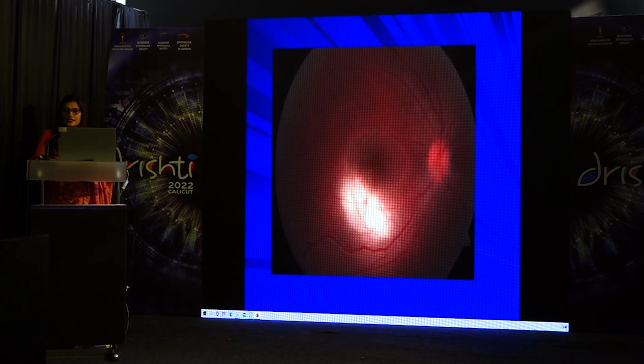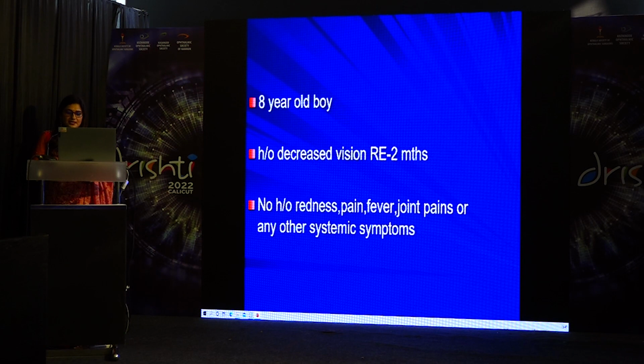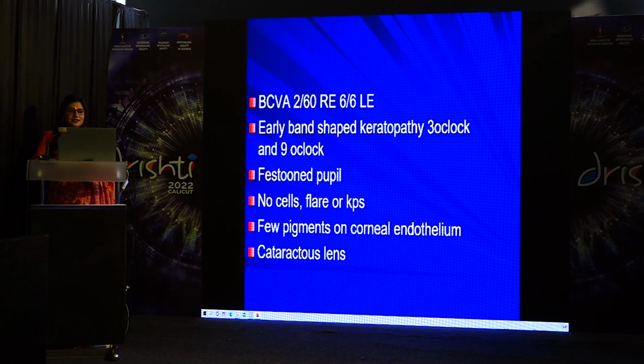Toxoplasma can present in children just as it can in adults, and TB as well, TB granulomas, TB abscess. One of my previous speakers touched upon this. So this is one case of an 8-year-old boy, with decreased vision in the right eye since 2 months, no history of redness, pain, joint pains, or any other systemic symptoms.